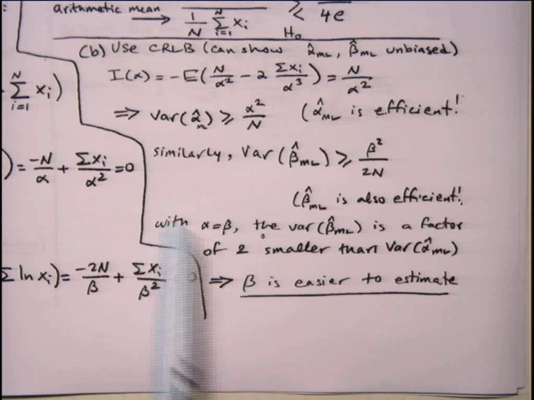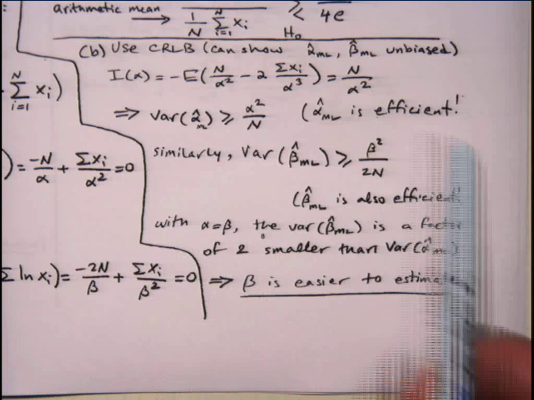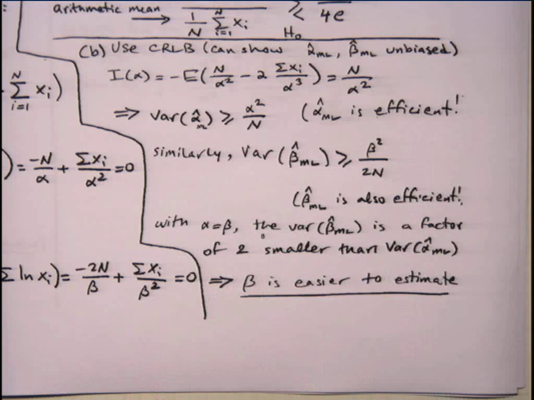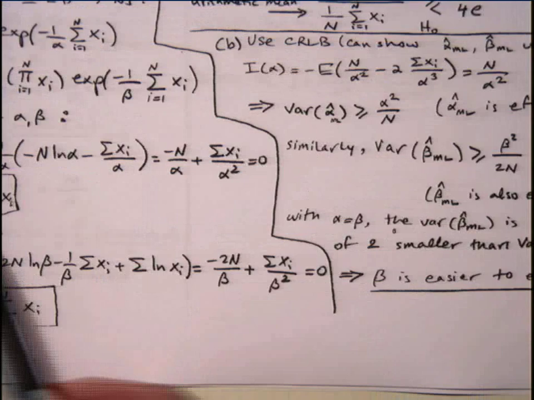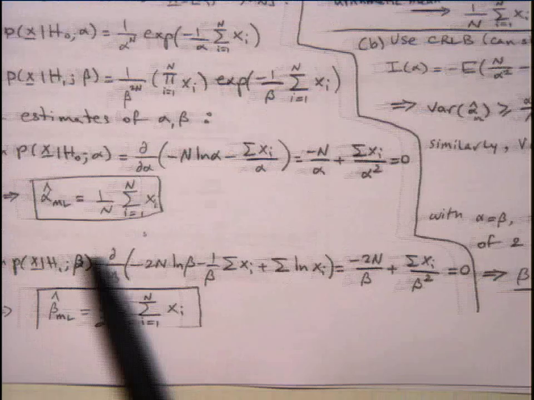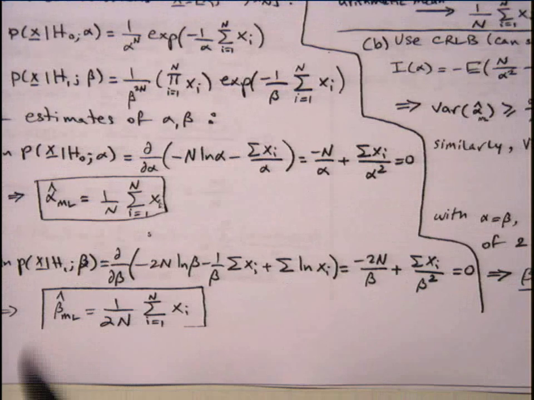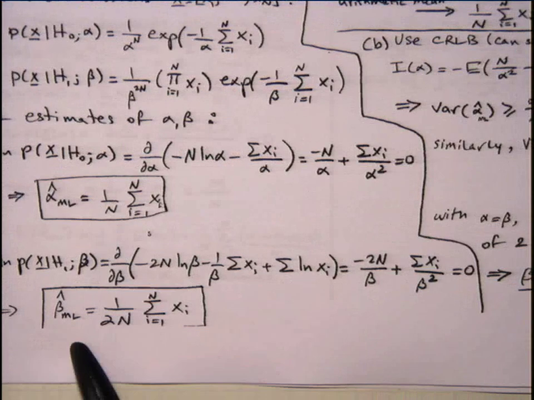And for beta, it turns out to be beta squared over 2n. It turns out that both of these are in fact efficient estimators because the maximum likelihood estimates in fact have this variance. So if you remember the ML estimates for alpha and beta, you can in fact find the variance of these things, and what you'll see is that they in fact coincide with these numbers.